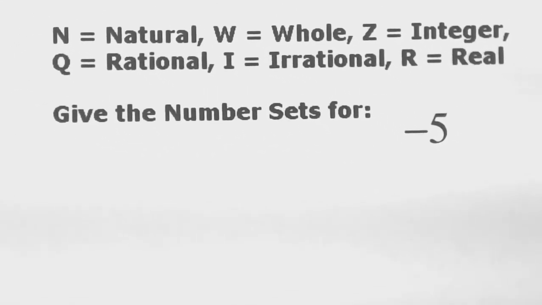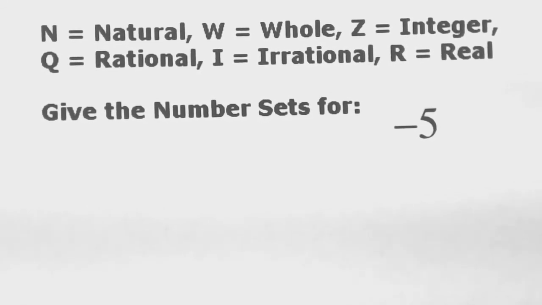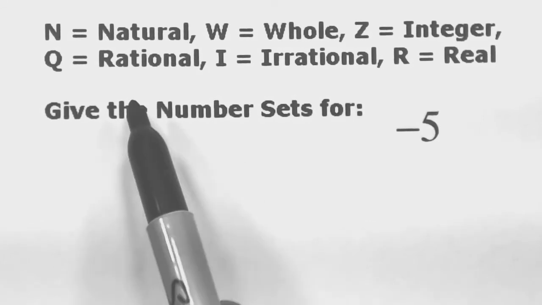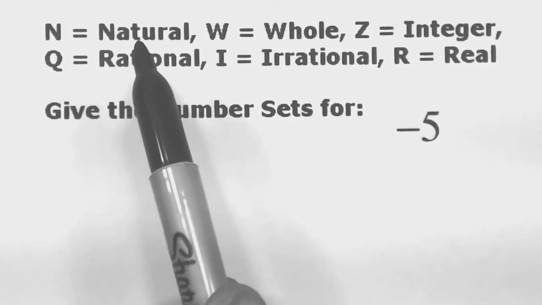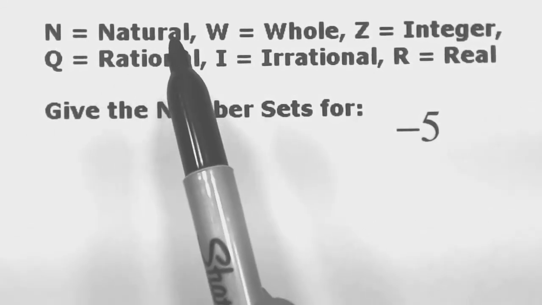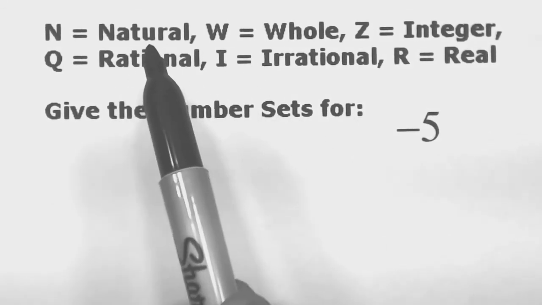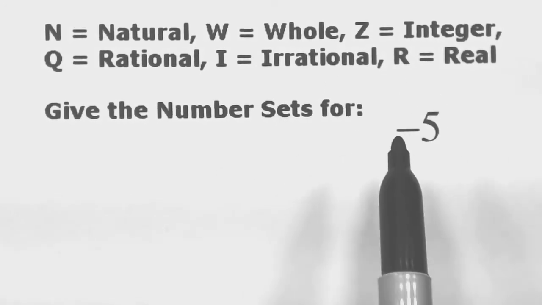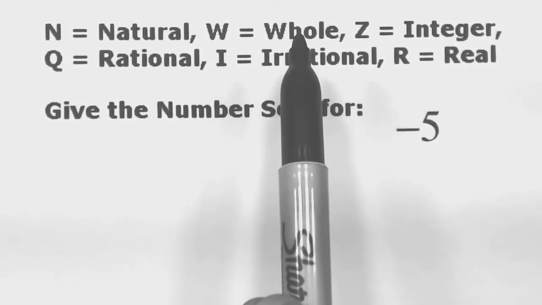Here we have our next example. We're looking at the number -5. Now, let's rate it in all of these. First off, you would not run into -5 counting things. You start with 1, 2, 3 and go on up, so it's not a natural number. The whole numbers start with 0 and go on up, so -5 would not be a whole number.